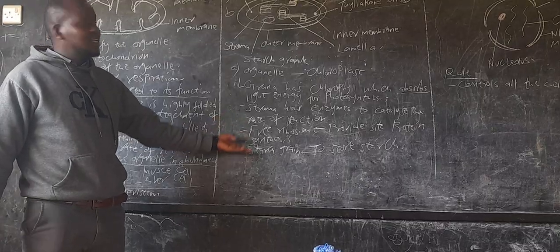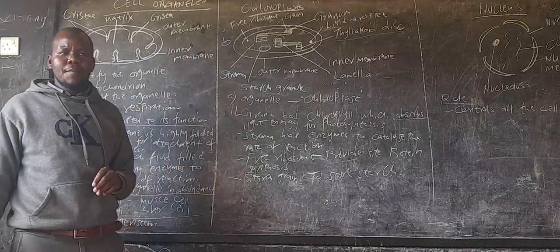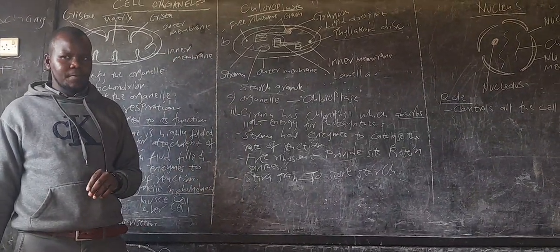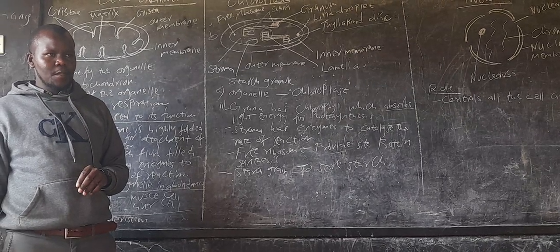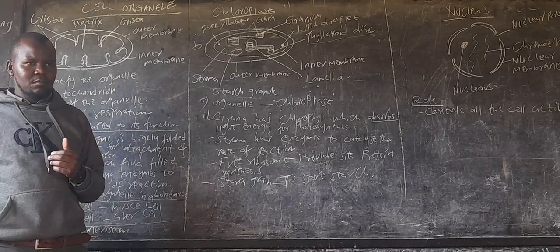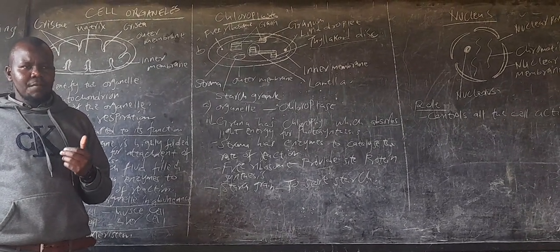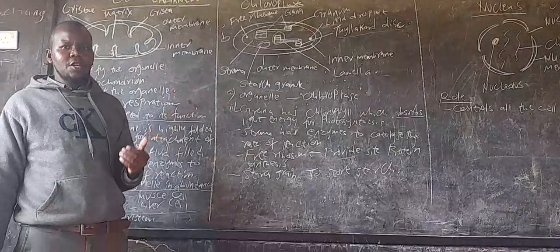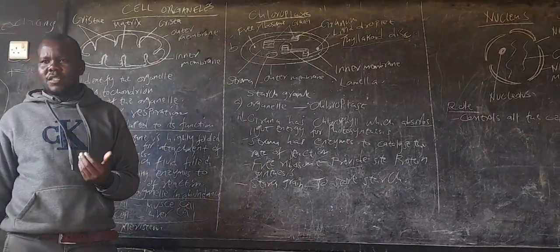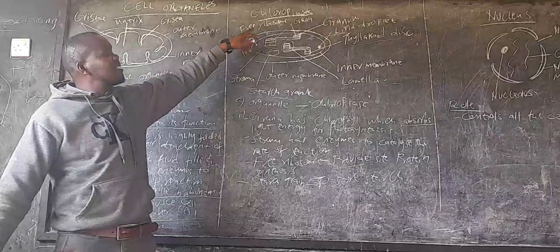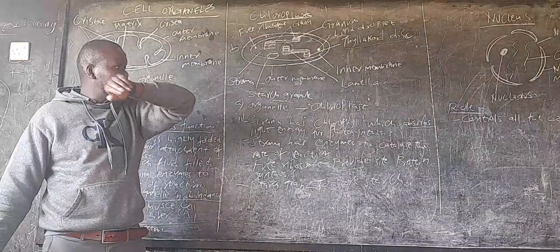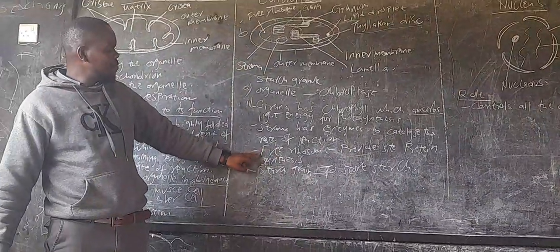We have other structures, like the free ribosomes. Free ribosome will do what? What's the role of a ribosome? Synthesize proteins. We have some plant proteins, right? Those plant proteins are synthesized by what? Those ribosomes. Is that clear? Yes. Then we have what again?